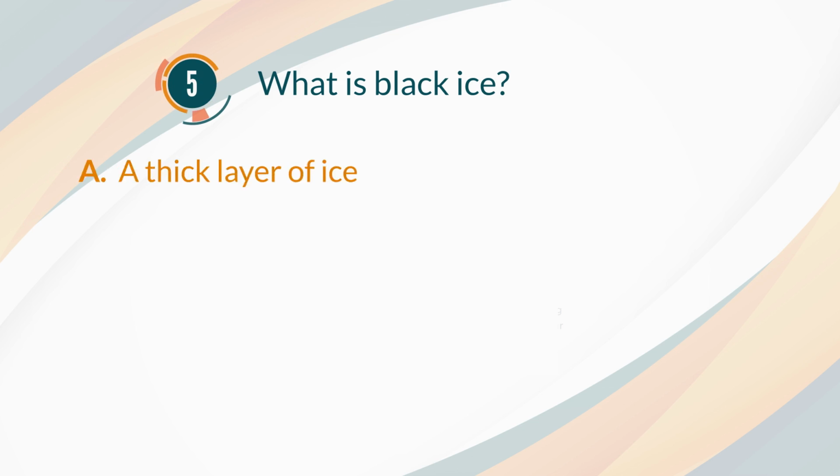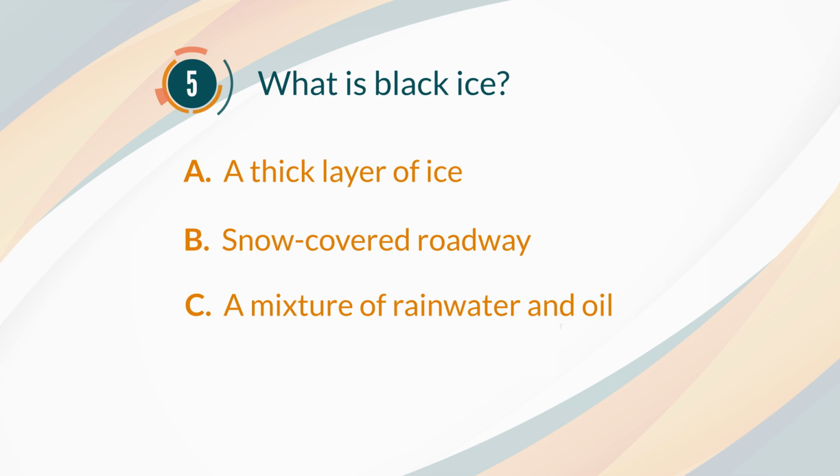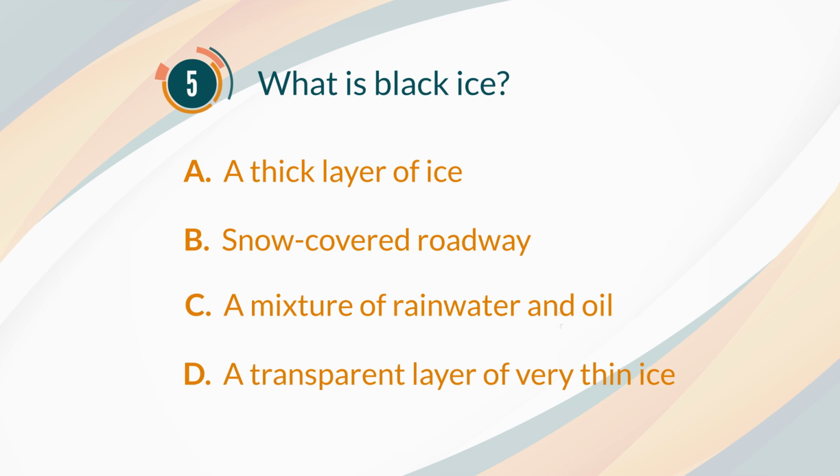Number 5. What is black ice? A. Thick layer of ice. B. Snow-covered roadway. C. A mixture of rainwater and oil. D. A transparent layer of very thin ice.